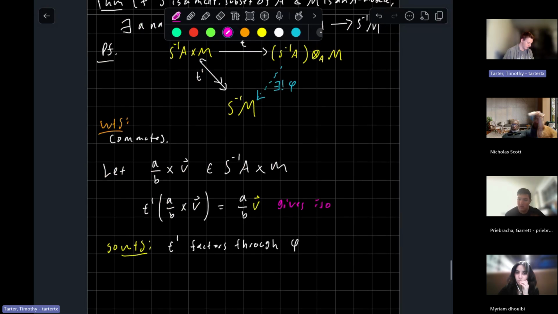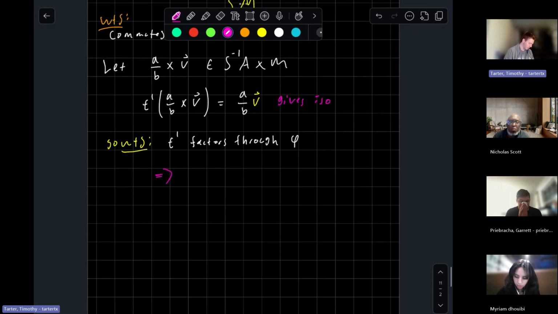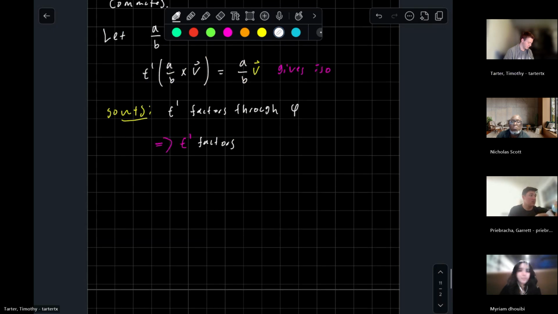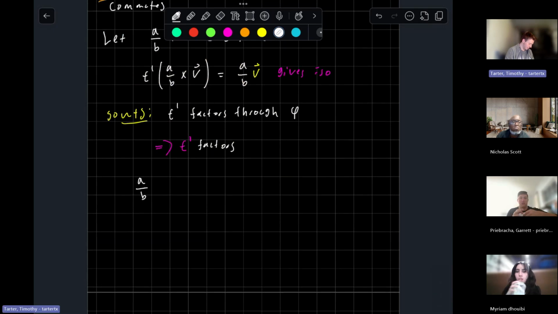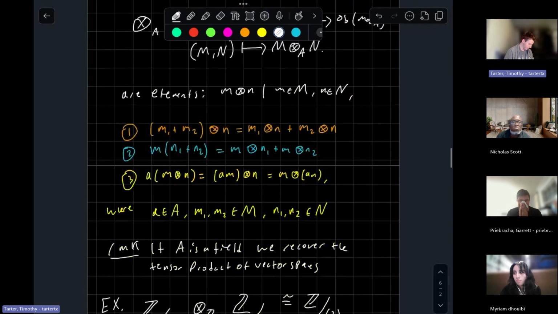And then this means that we need to show that T prime factors, basically like... Okay, hold on. What are our criteria? The three criteria for tensor products.